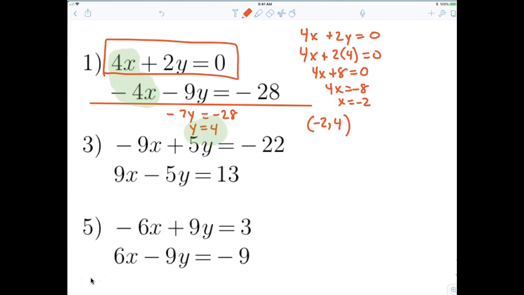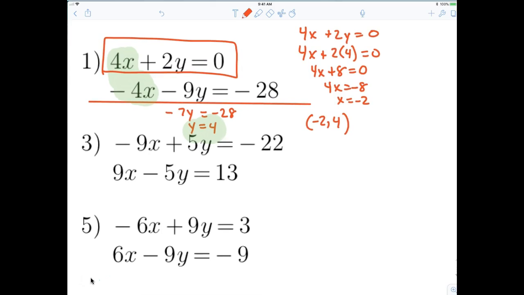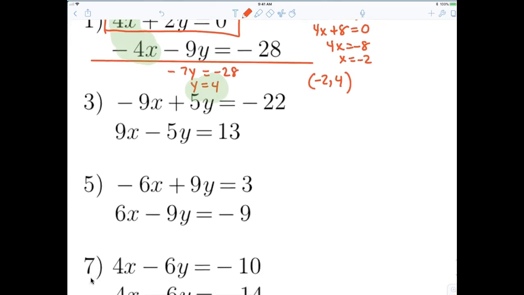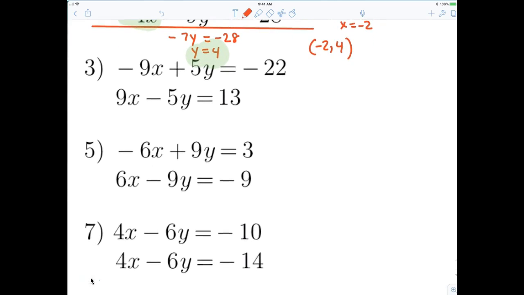Honestly and truly, that was pretty simple. Now I'm going to look at number 3. Number 3 is a good problem. They didn't have this type of problem on yesterday's. But today, you should be able to look at number 3 and see, wow, do the negative 9x and the 9x cancel out? So we can just add them, right?